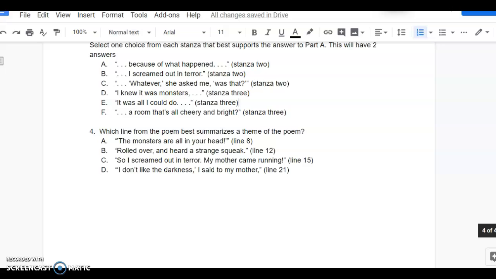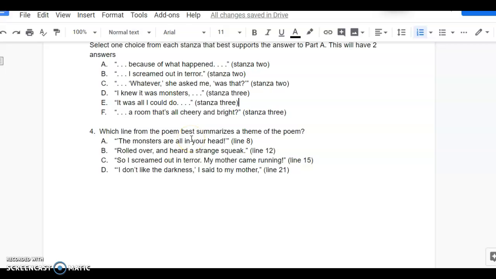Number 4, which line from the poem best summarizes a theme of the poem? Would have been smart to ask you this one before it asks you about supporting the theme, but I didn't write this. A, the monsters are all in your head. Line 8. B, rolled over and heard a strange squeak. Line 12. C, so I screamed out in terror. My mother came running. Line 15. D, I don't like the darkness, I said to my mother. Line 21. So, themes are overall, right?